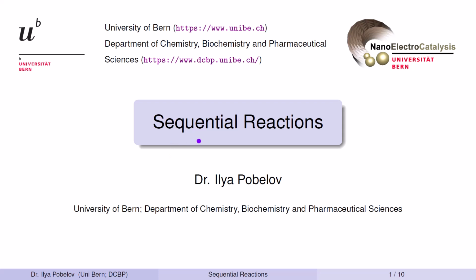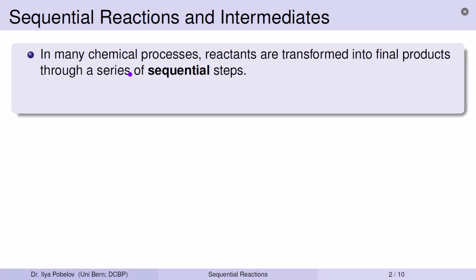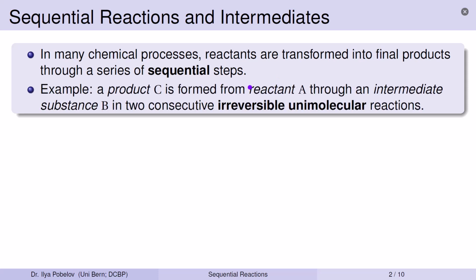In this module, we will discuss sequential reactions. In many chemical processes, reactants are transformed into final products through a series of sequential steps. Let's consider an example of a sequential reaction mechanism where a product C is formed from reactant A through an intermediate substance B in consecutive irreversible unimolecular reactions.